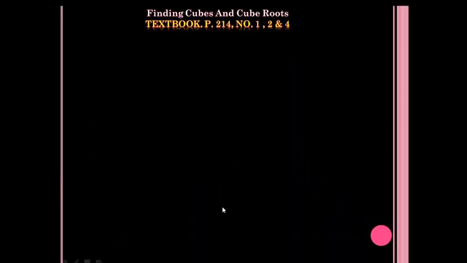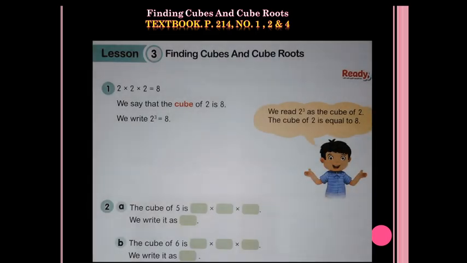Now, next, finding cubes and cube roots. Open your textbook, page 214, number 1, 2, and 4. This one has been discussed in Matematika Dignas. I think it's easy for you. Number 1, 2 times 2 times 2 equals 8. We say that the cube of 2 is 8. We write the cube of 2 is 8 like this. We read it as the cube of 2.